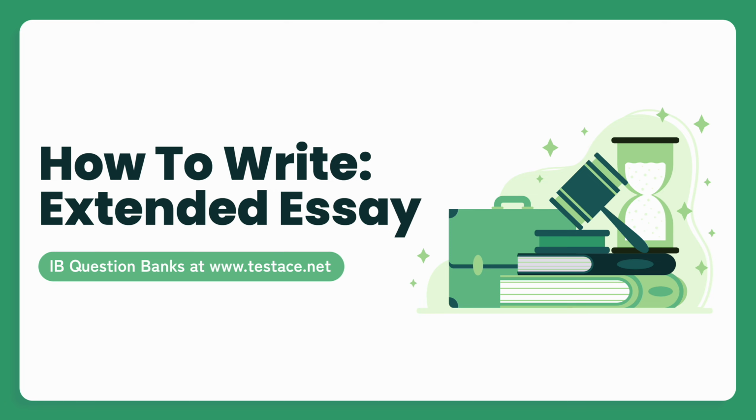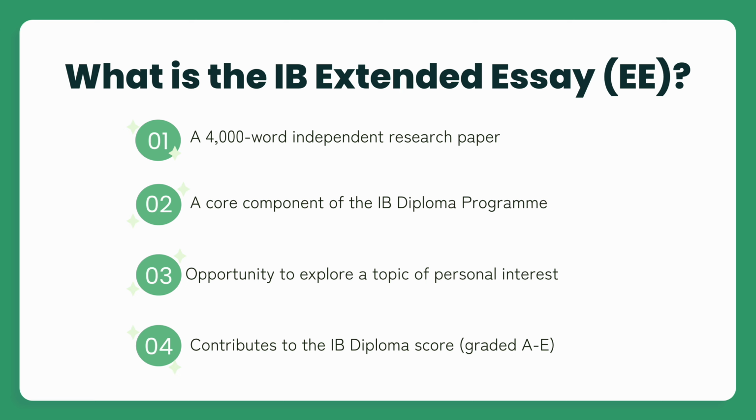This is a guide on how to write the IB extended essay. So, what is the IB extended essay? It is a 4,000-word independent research paper that allows students to deeply explore a topic of their interest, and it is a core component of the IB diploma program and is graded on a scale from A to E.